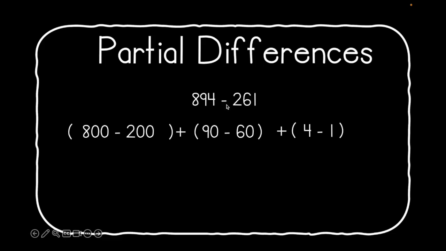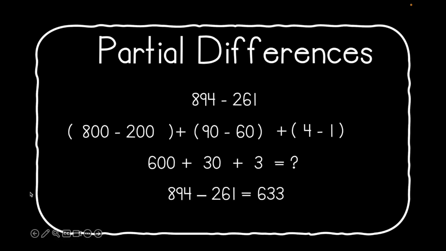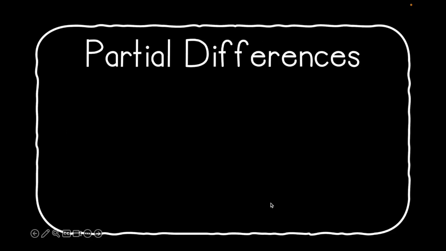And that's where we go back to that definition and we talk about how part means a piece of something that we put back together to make the whole. So we can find these part answers and then we put them back together to get the whole answer. So 600 plus 30 plus 3, that's 633. These are our partial differences, and there's our difference. Okay? All right, another partial difference.